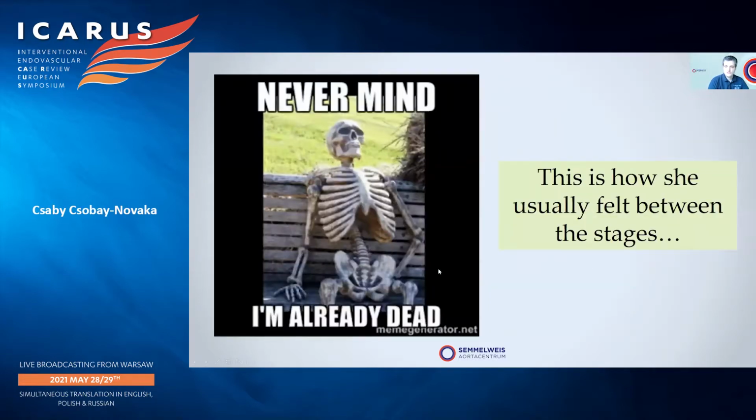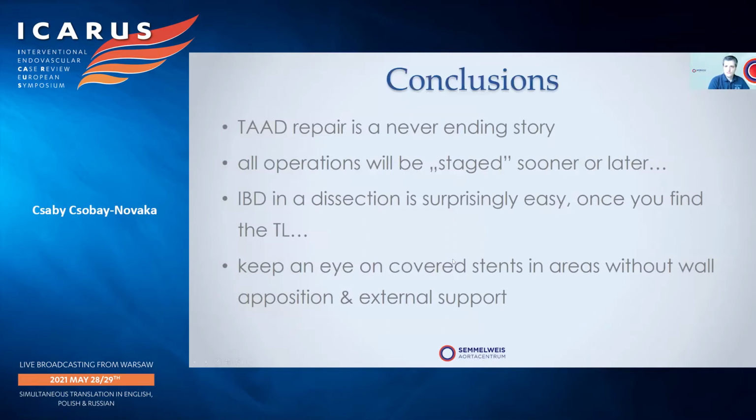So this was our patient between the stages of the operation. It was quite difficult to maintain compliance of the patient. So to summarize the conclusions, a type A aortic dissection repair is a never-ending story. All operations will be staged sooner or later if you have a long enough life expectancy. IBD in a dissection is surprisingly easy once you find the true lumen, but you should have to keep an eye on cover stents in areas without wall opposition and external support.